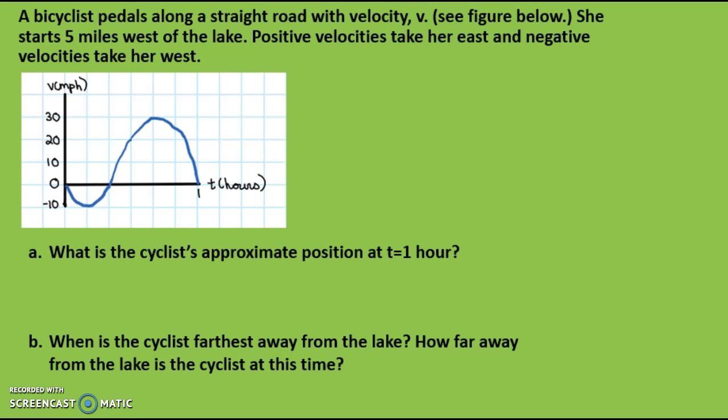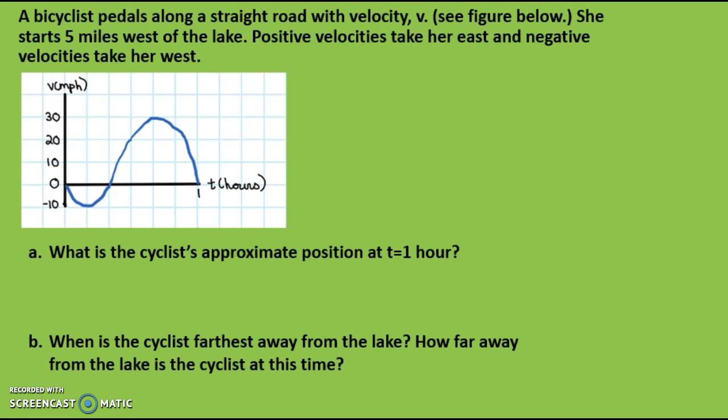Miles west of the lake, positive velocities take her east, and negative velocities take her west. So here's the graph that we have been given. What is the cyclist's approximate position at t equals 1 hour? That's A. And then B, when is the cyclist farthest from the lake? How far from the lake is the cyclist at this time?